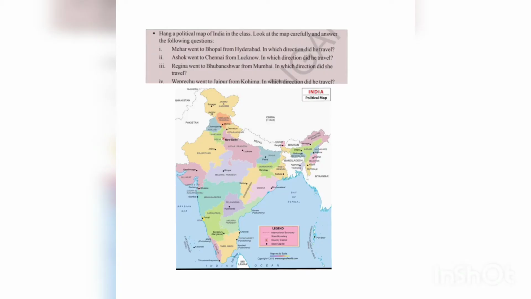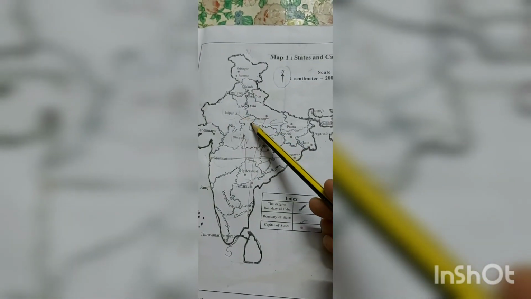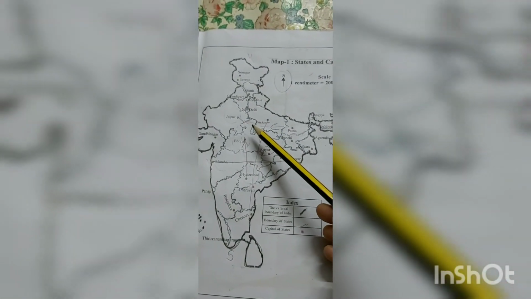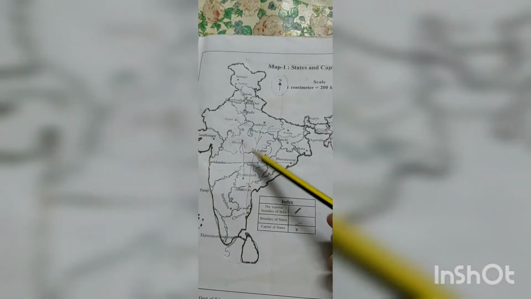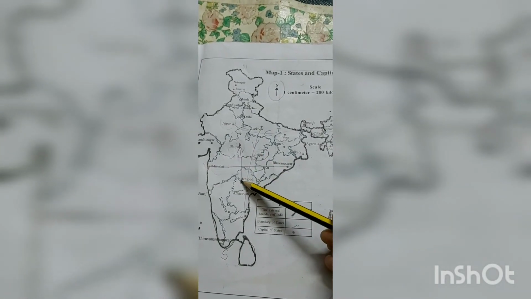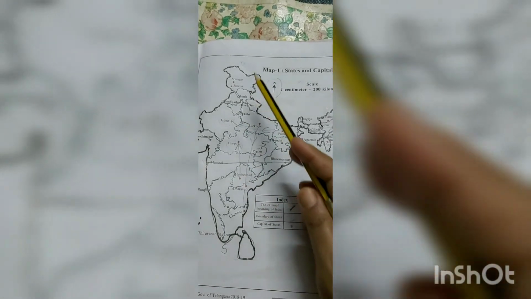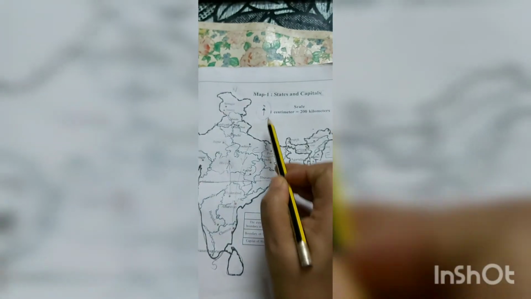Now look here, there are 4 questions provided. With the help of the political map, you have to give the answer. The first one, Meher went to Bhopal from Hyderabad. In which direction did he travel? So now here children, there is a map you have in your textbook. They have given you 4 questions. So with the help of this map, you have to complete them. Meher went to Bhopal from Hyderabad. So you have to move to the northern direction. From Hyderabad to Bhopal is moving to the northern direction. Already they have given it here also.